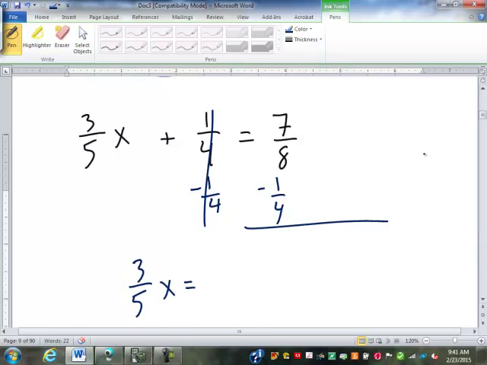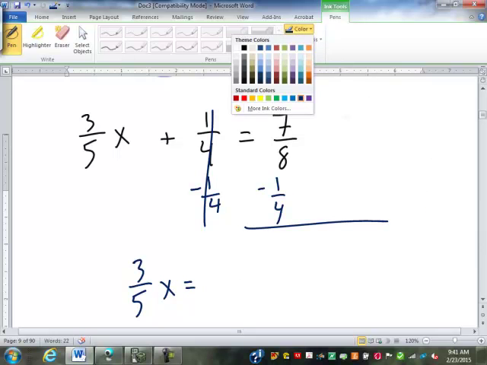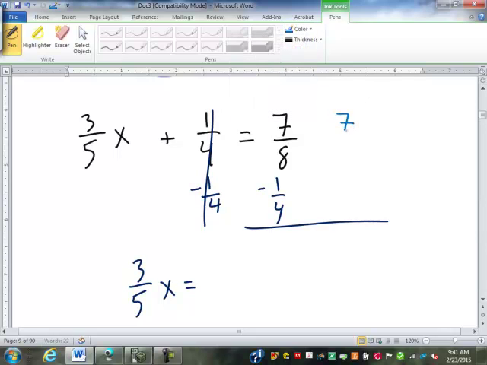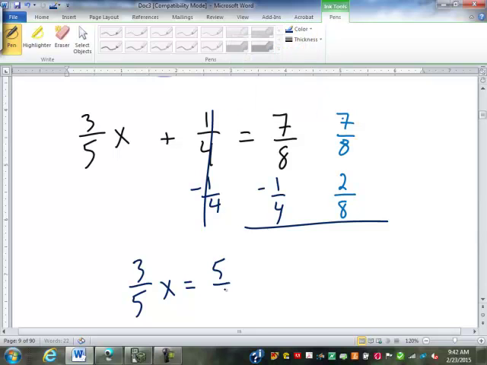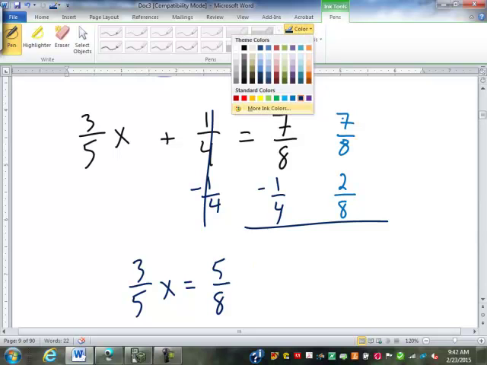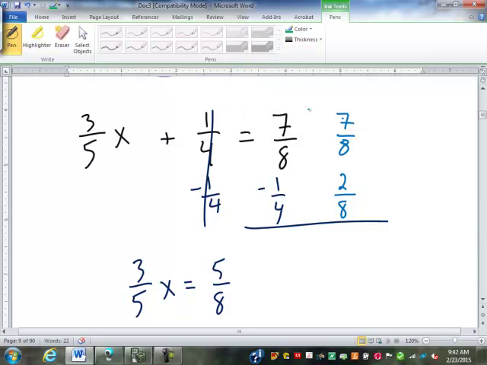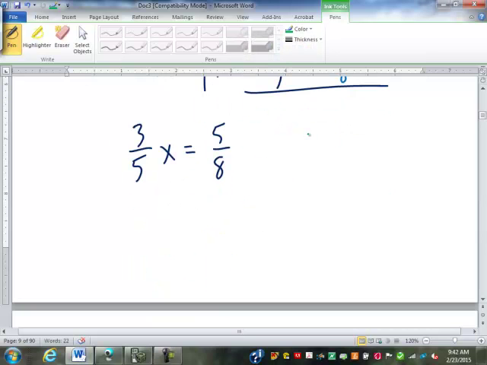7/8 minus 1/4, we have to have a common denominator, which is going to be 8. So the 7/8 stays 7/8. 1/4 becomes 2/8. 7 minus 2 is 5/8. So we subtracted. Now we need to divide. Divide by what?